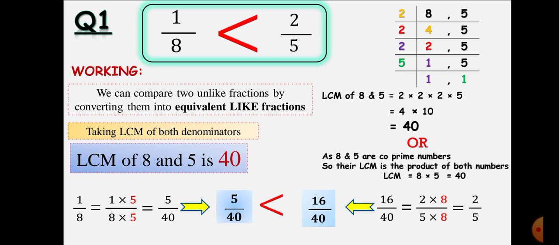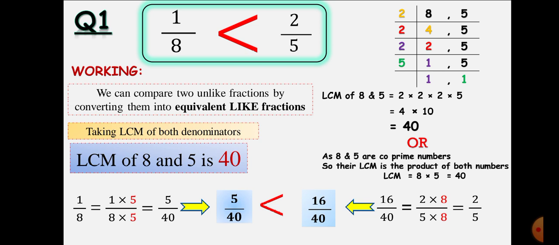Or what you can do is, as 8 and 5 are both co-prime numbers, we take the LCM of both of them, and we are also going to get 40, okay. So you can do it both ways: you can take the LCM or you can multiply, okay. Then we know that the LCM of 8 and 5 is 40.